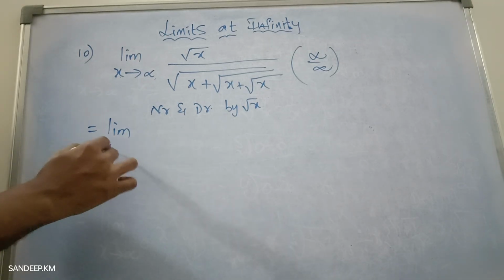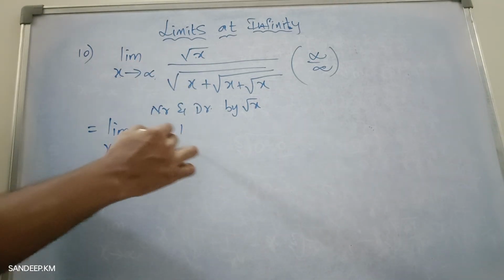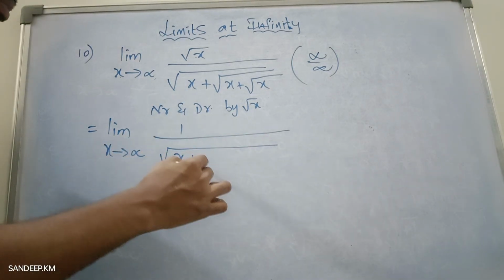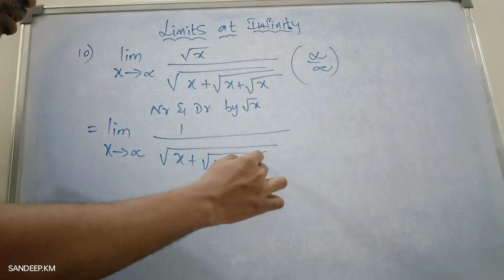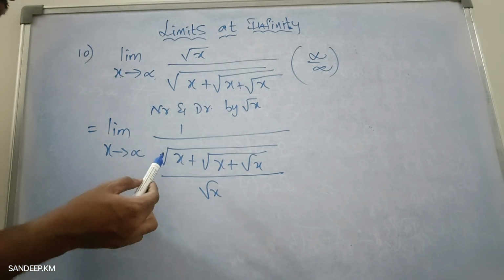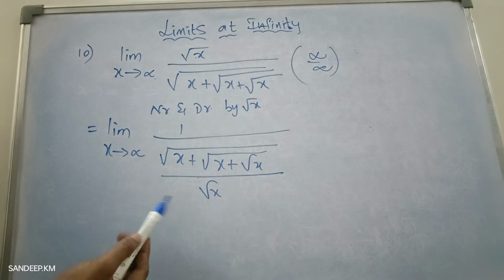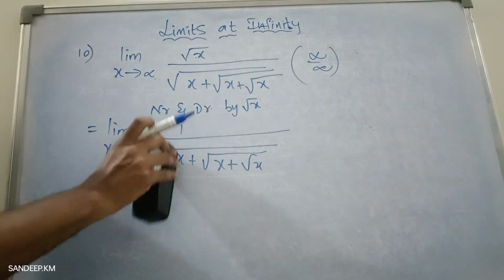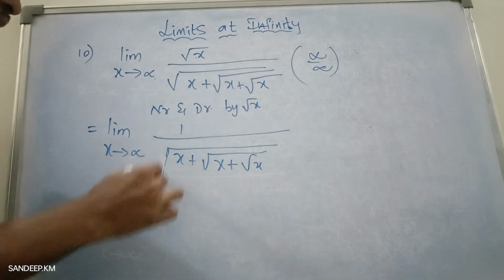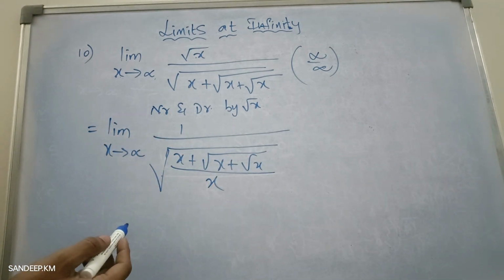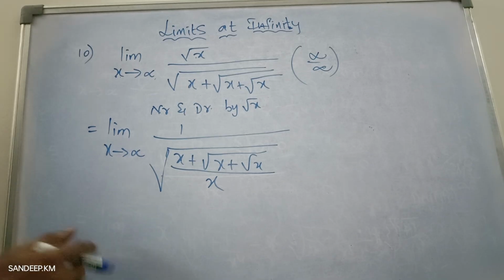Limit x approaches infinity, root x by root x is 1. And the denominator is also divided with root x. Correct? Now root divided by root means a single root is enough. So single root of numerator by denominator. I divided the numerator and denominator with root x. Then what happens? x is a common denominator, I can separate it.